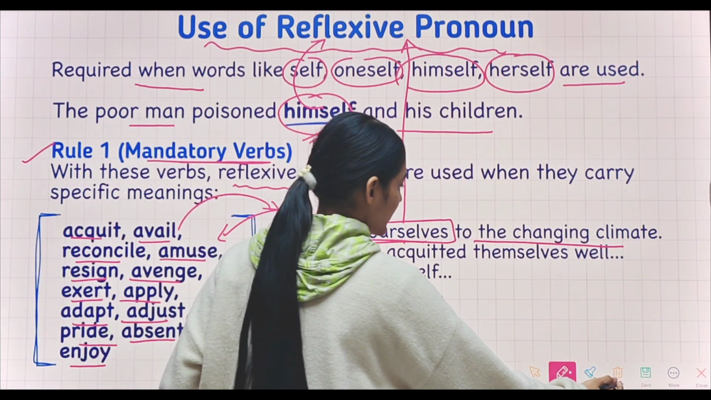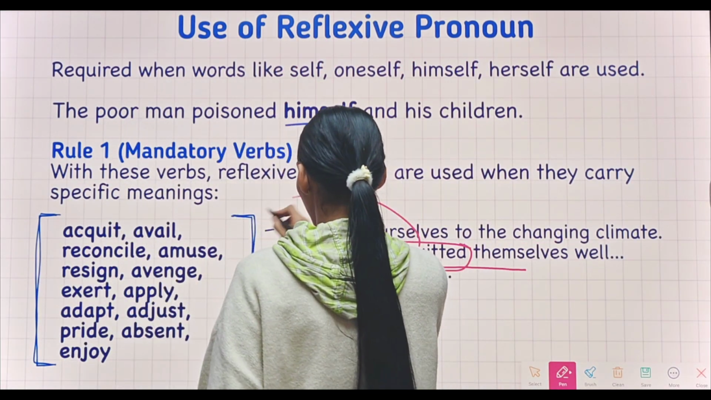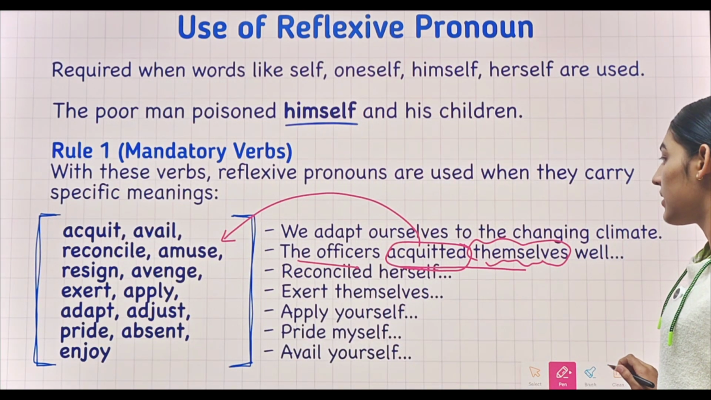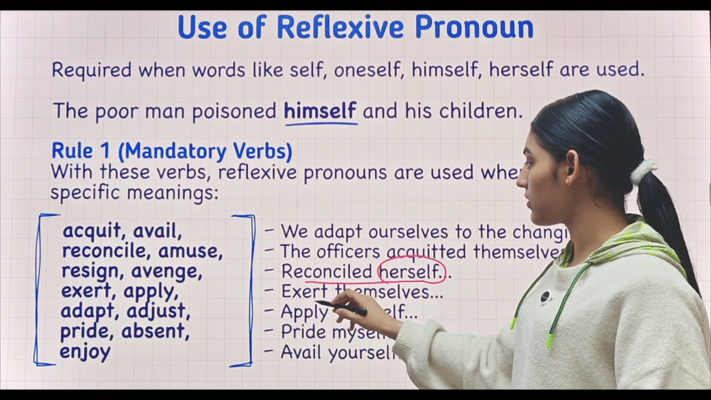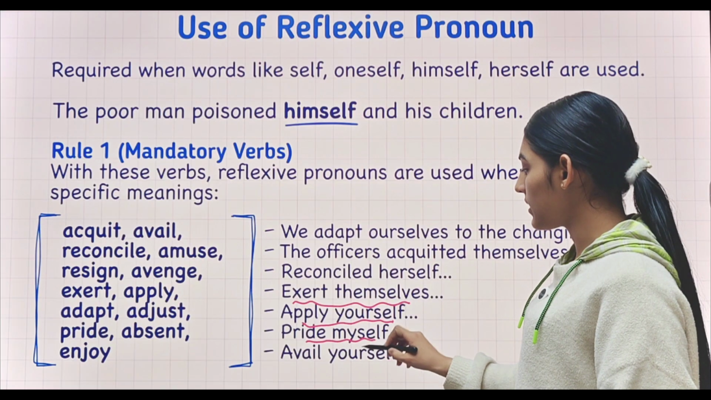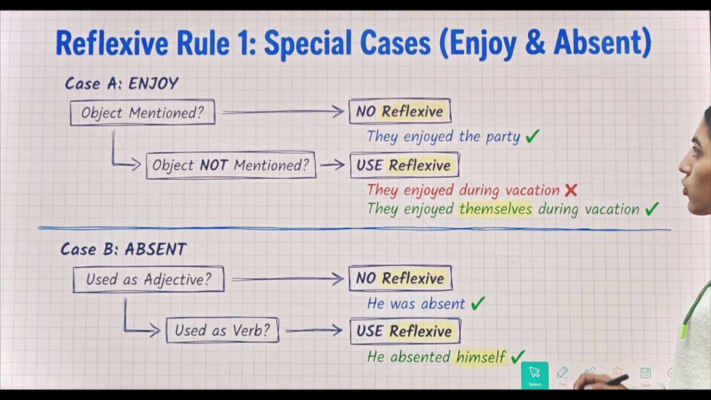Then we have the next example. The officers acquitted themselves. So here acquitted is the word which I told you, and themselves is reflexive pronoun. Then we have reconciled herself. So here herself is a reflexive pronoun which we have used. Exert themselves, apply yourself, pride myself, avail yourself.